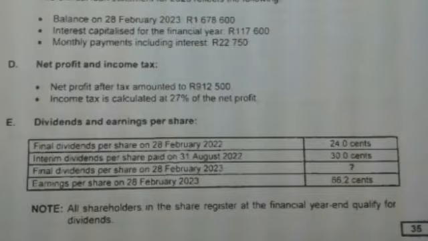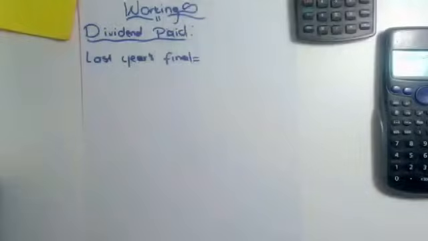So we have to calculate those two, last year's final and this year's interim. Let's do some calculations. Last year's final, we know that it's at 24 cents, but we need to know how many shares were issued by the end of last year. So when last year came to an end, how many shares were in issue?